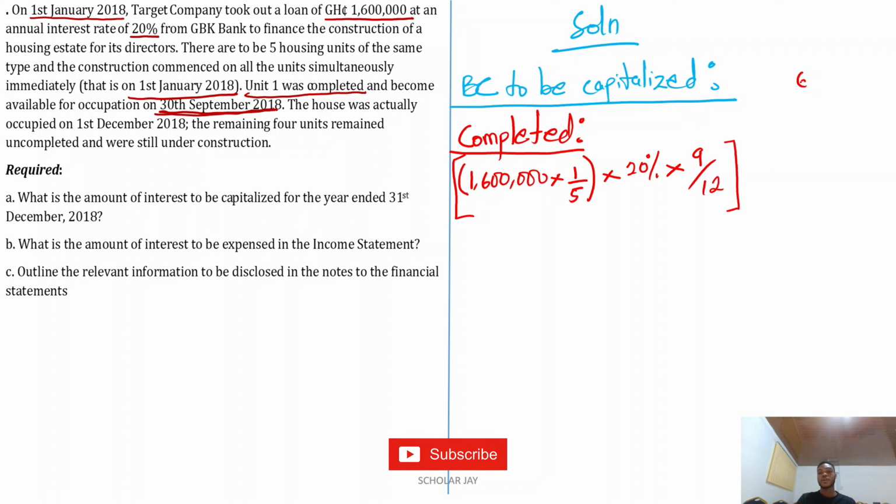So let's do our computation. So we are going to have 1.6 million times 1 over 5, right? Times 20% times 9 out of 12. So we are going to have 48,000 here. So 48,000 must be capitalized. 48,000 of the borrowing cost must be capitalized.